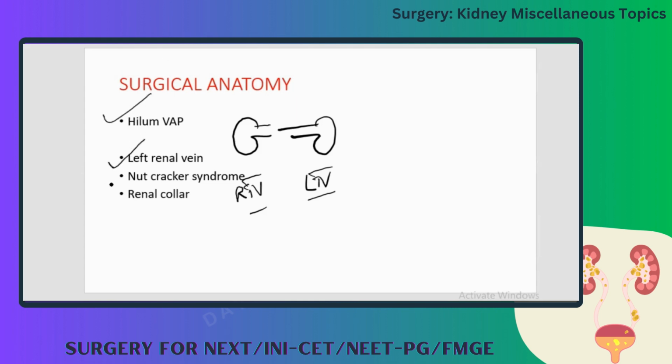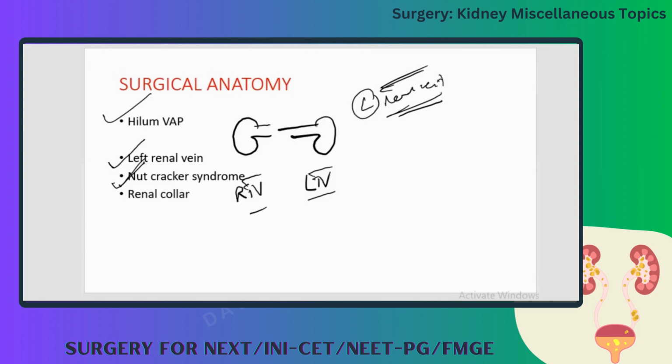Hilum we have discussed, and then nutcracker syndrome. What is this nutcracker syndrome? Compression of left renal vein between the aorta and the superior mesenteric artery. Very good. The left renal vein is compressed between the aorta and the superior mesenteric vessels. This will lead to hypertension. This is known as nutcracker syndrome.